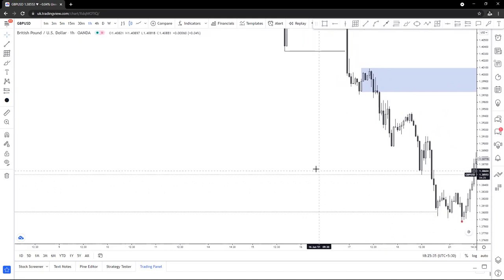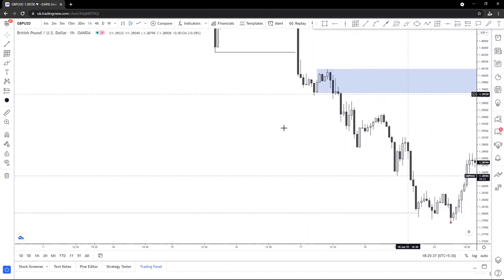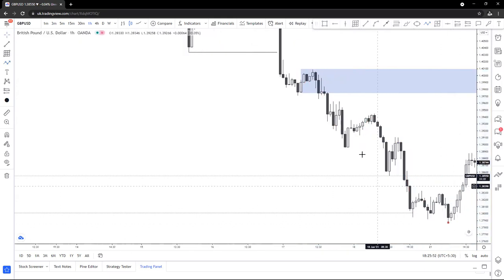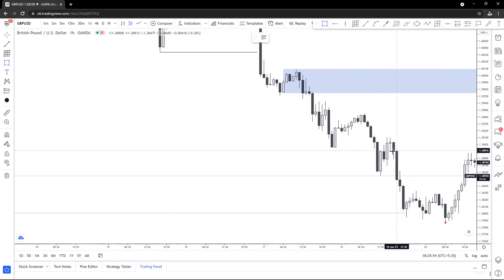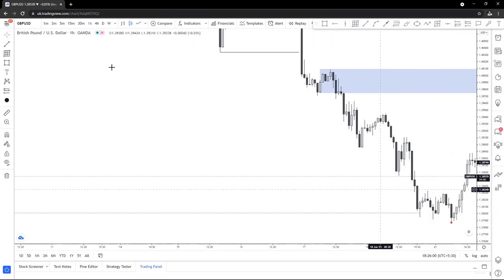Now let's get back into this. People would see this as a downtrend: lower highs, lower lows, lower highs, lower lows, lower highs. They'll wait for this, so now this becomes an inducement. Like I told you, on a lower time frame, people would see this as a downtrend.